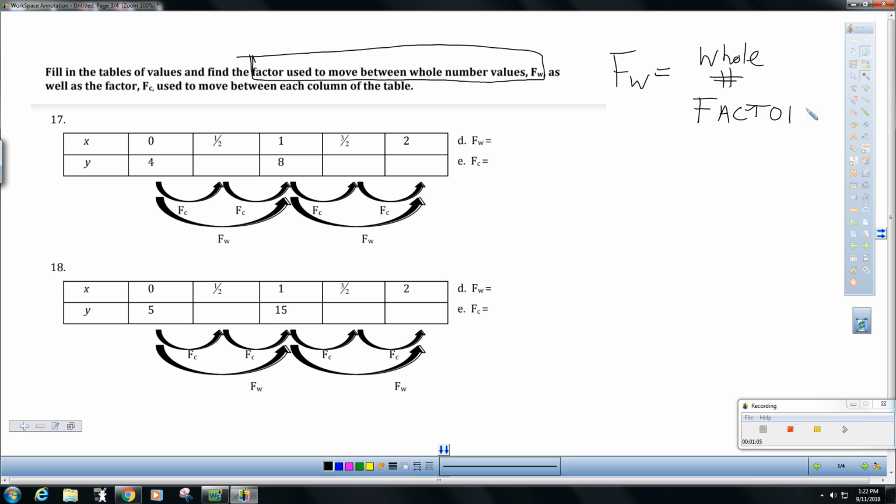Okay, so how did we get from 0 to 1? We doubled. So how are we going to get from 1 to 2? We're going to double. So that means 2 is 16. And what is our whole number factor? It's 2. Now, you wouldn't have any idea how to do this unless you watched my newly uploaded video from yesterday's work. Okay, so it's no problem if you had no idea what this was.